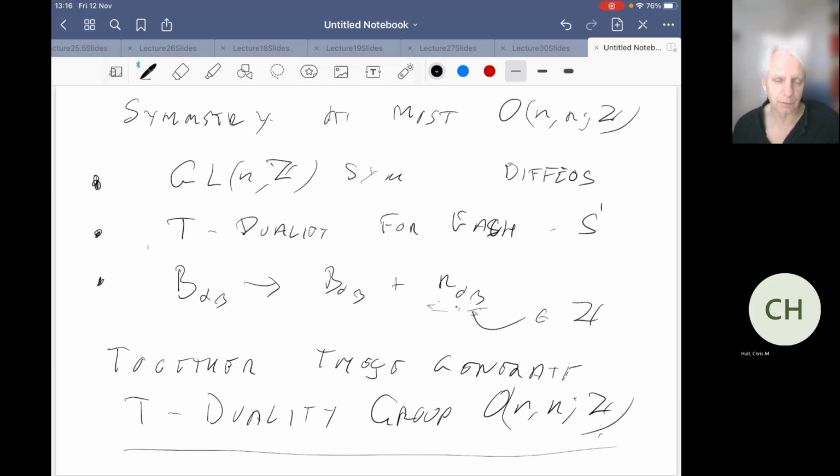In particular, they act on the radii. So they have transformations which move you around the moduli space. They could, for example, the T-dualities will change a radius to 1 over the radius. They'll act on the moduli for the B field, the B alpha beta.